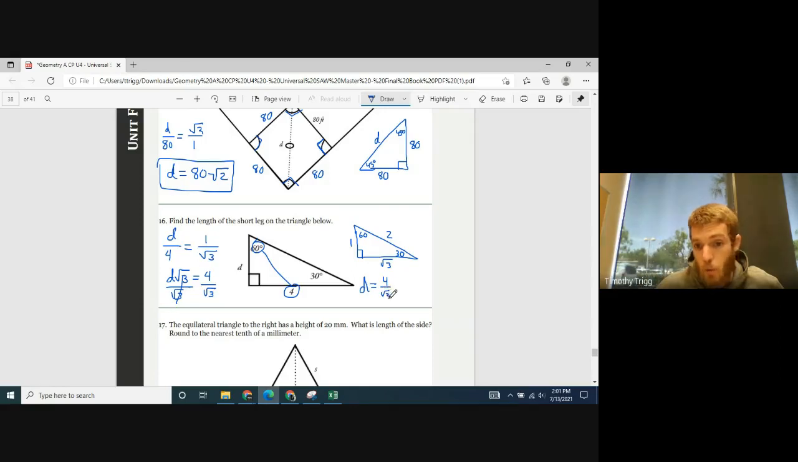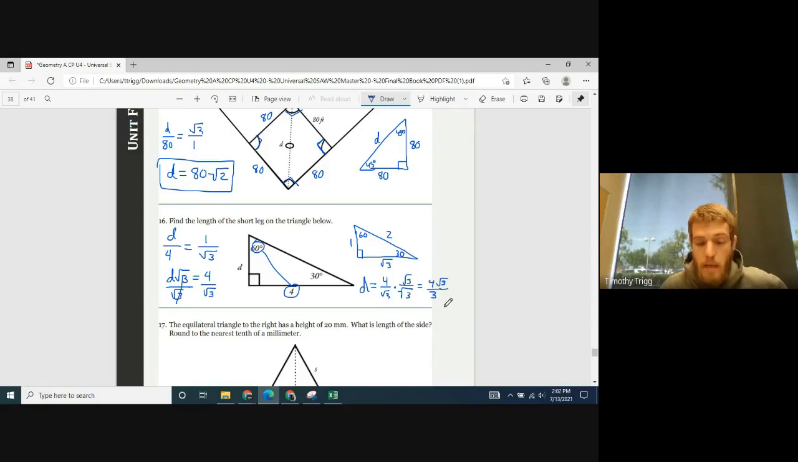Now, again, I don't like square roots in the denominator, so I'm going to multiply by that square root on top and on bottom in order to rationalize this. So square root of 3 times square root of 3, that's just 3. And on top, we have 4 square root of 3. Me personally, I don't care about rationalizing, but you're going to see it on the test, so I need to make sure that I at least show you how to do it.